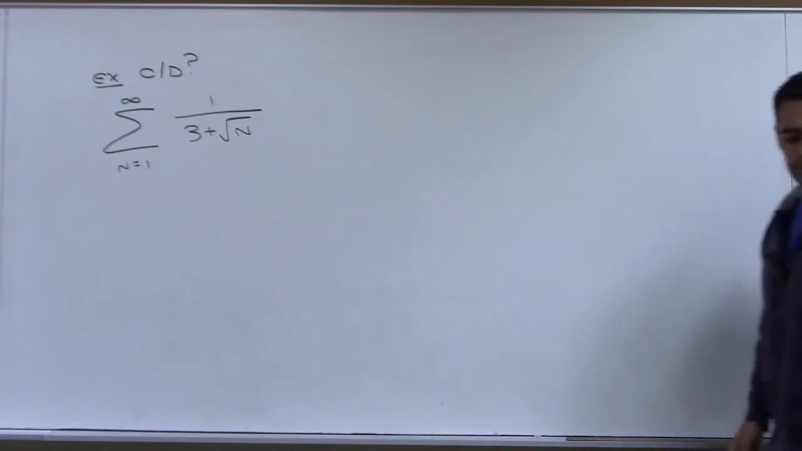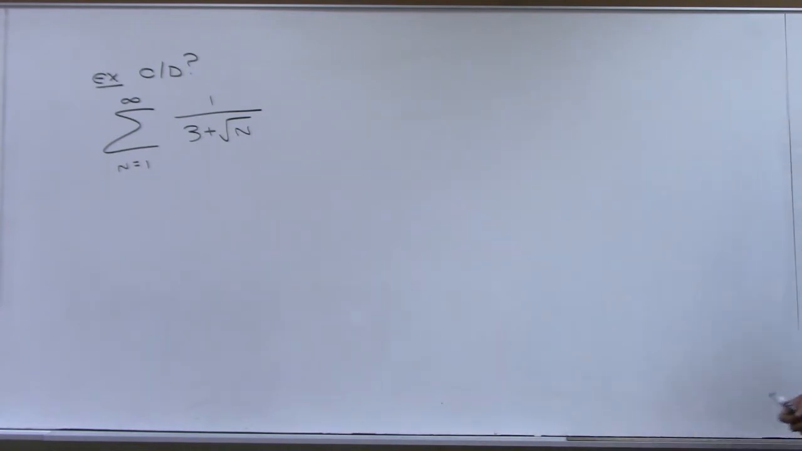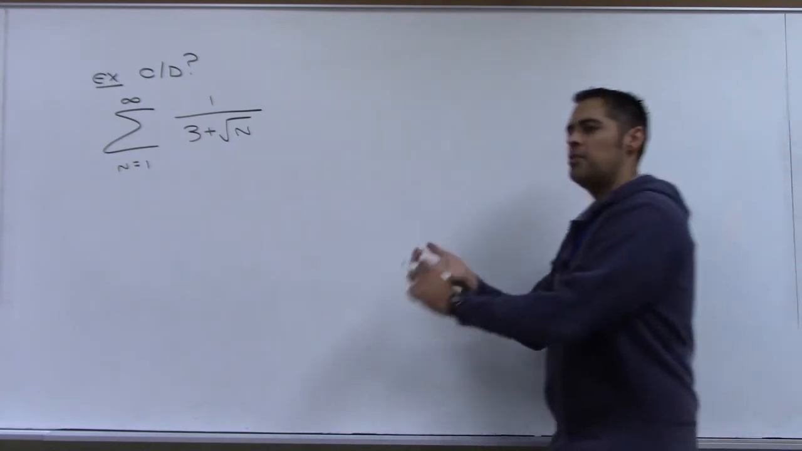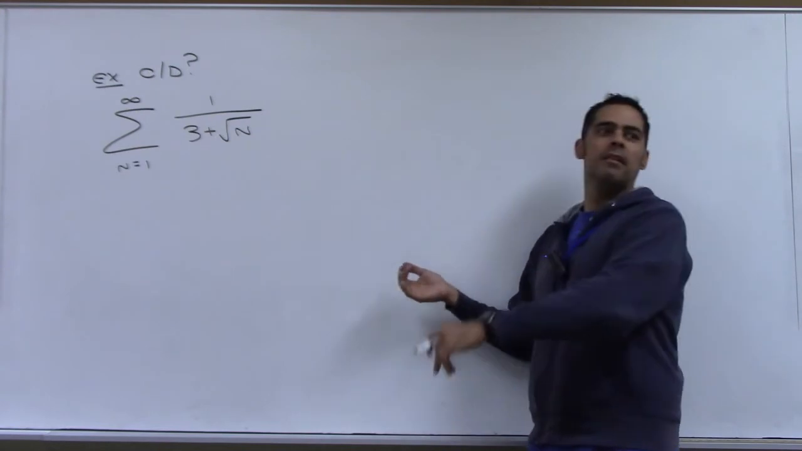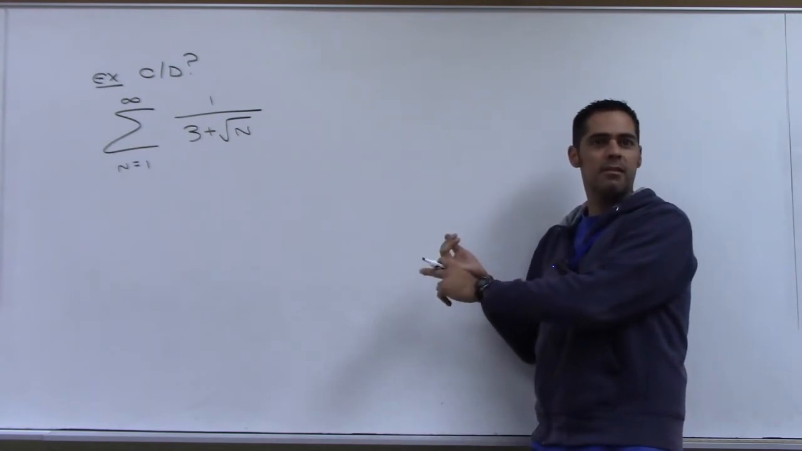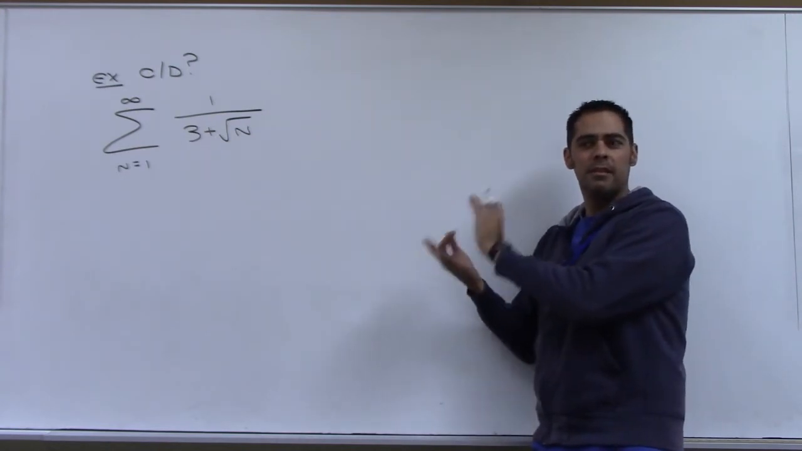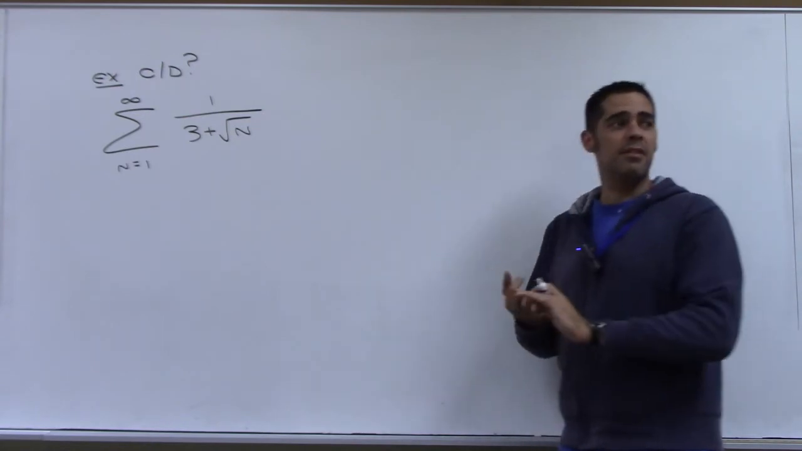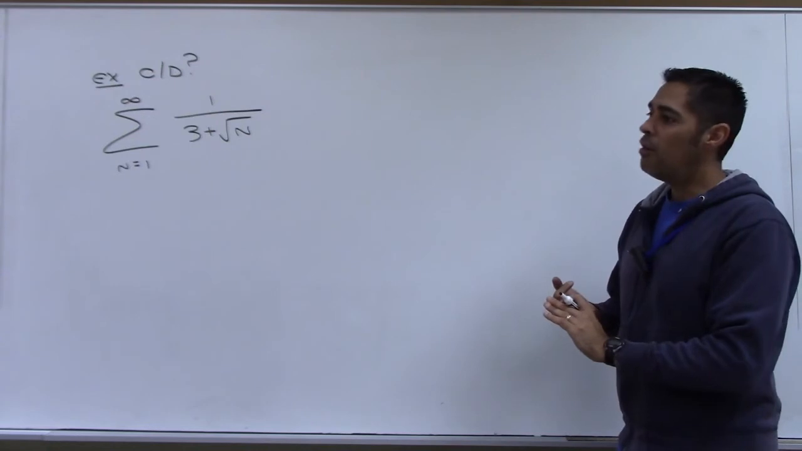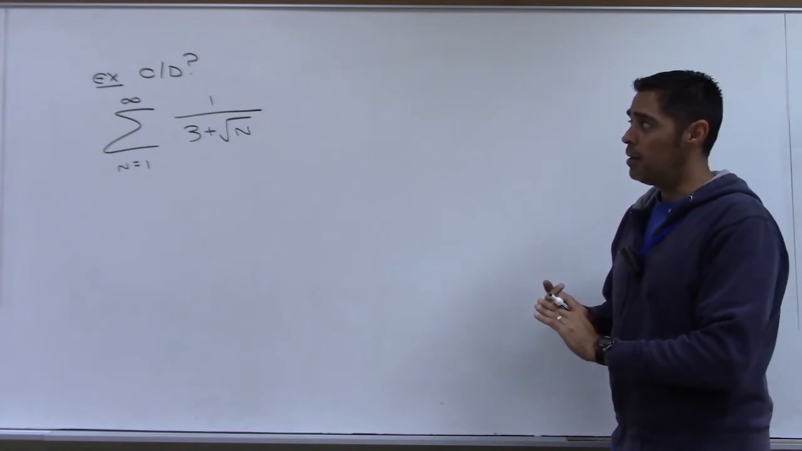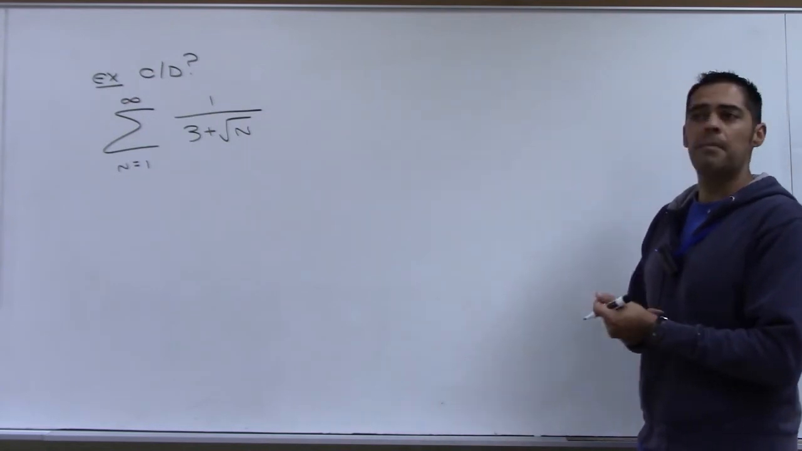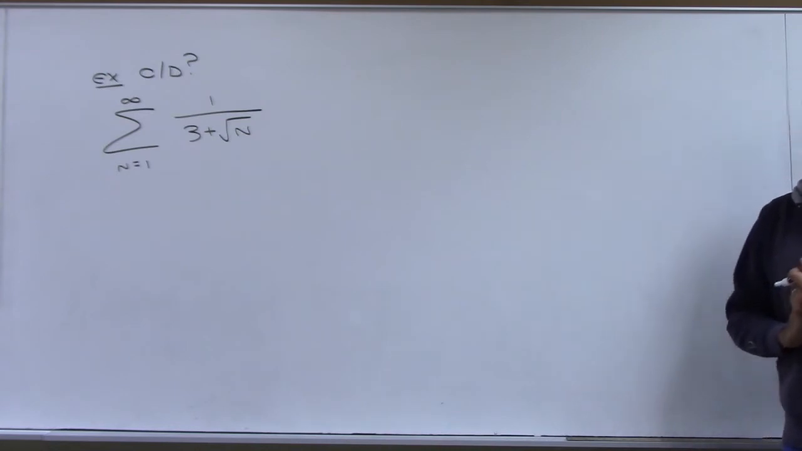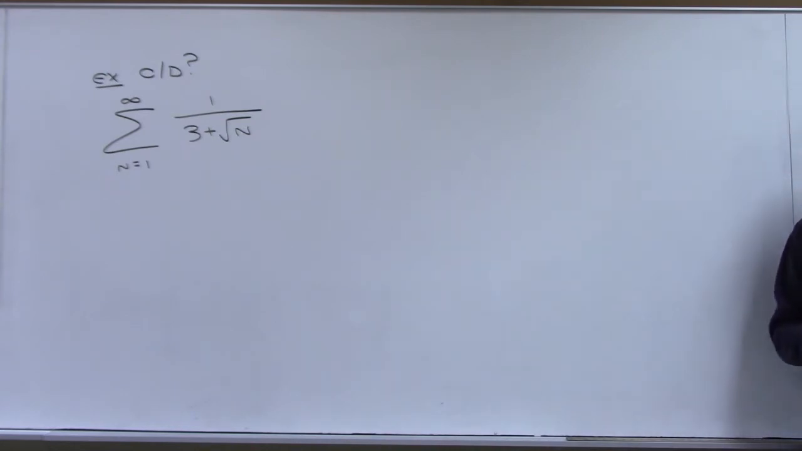All right, well, let's figure out what it is. What would you like me to compare this to? I mean, hold on, I should step back. This isn't geometric, right? It's not telescoping, collapsing, harmonic. It's not harmonic, right? Is it a P-series? Almost, right? If the 3 wasn't there, it'd be a P-series, wouldn't it? So why don't we compare it to a P-series, right?